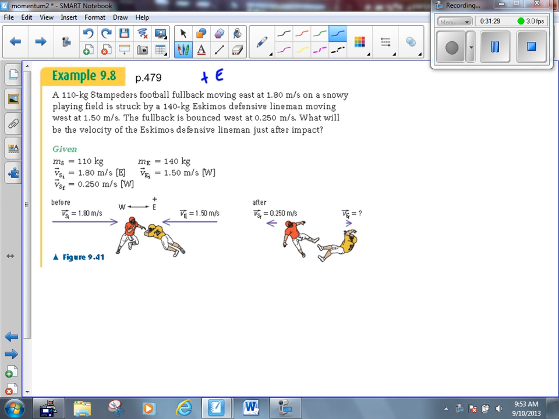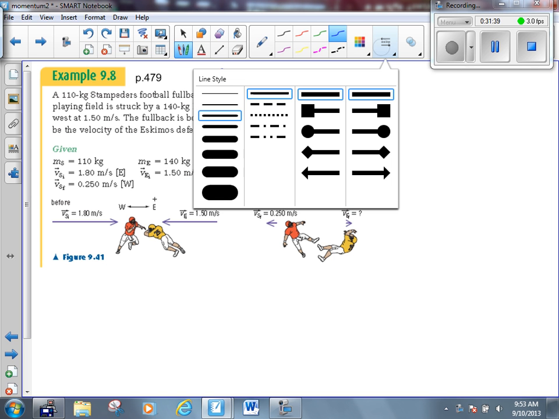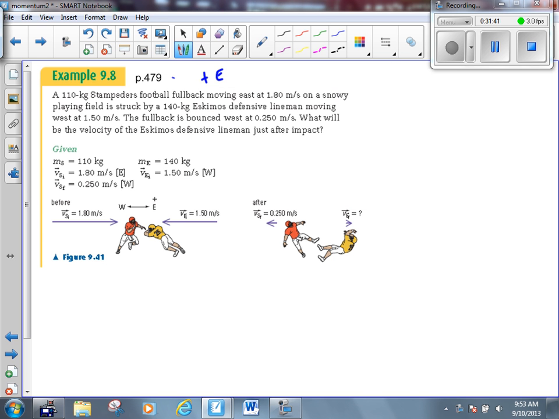The fullback is bounced west at 0.250 meters per second. What's the velocity of the Eskimos defensive lineman just before impact? These are a mouthful. Hey, these questions, there's so much wording to them that they just become tricky sometimes because of the wording. Let's call the Calgary Stampeders player the player number 1. So let's say that therefore this is mass number 1 and this is going to be mass number 2. Right? The Stampeders fullback is object number 1. The Eskimos defensive lineman is object number 2.